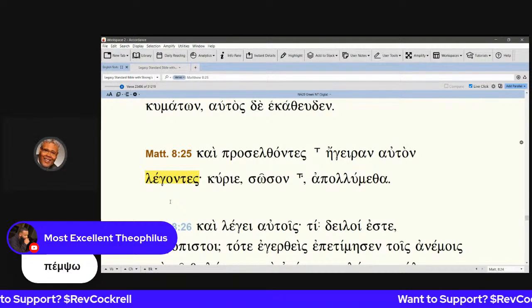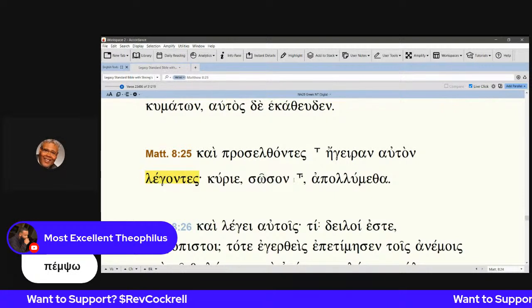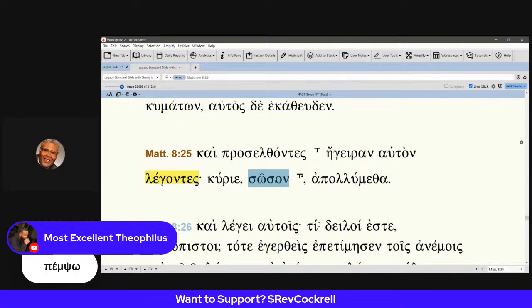We'll learn this. This is actually an imperative. So they're saying, Lord, save us now. There's urgency here. Sozon, Lord, save us. Save us now. There's urgency here.